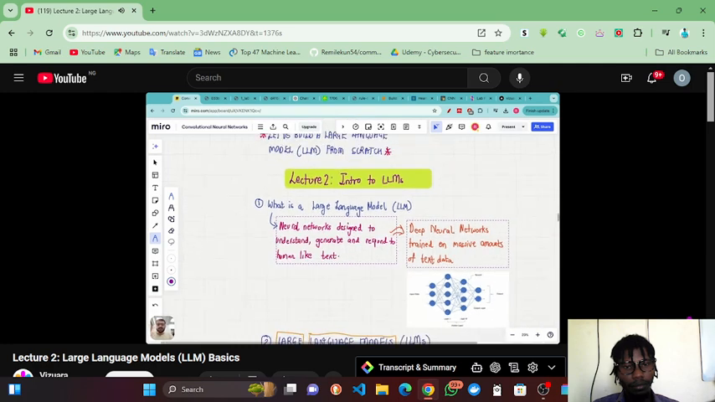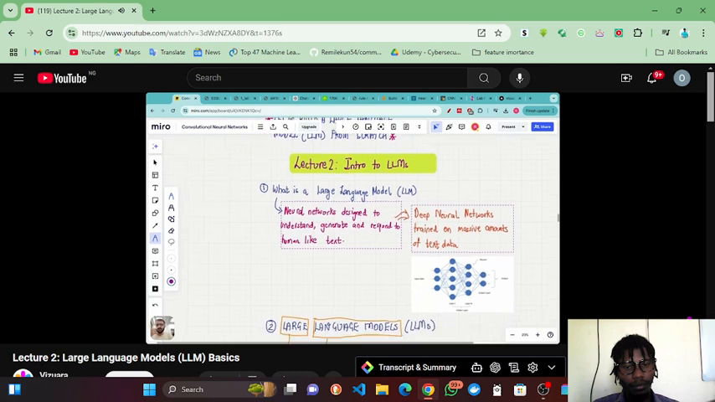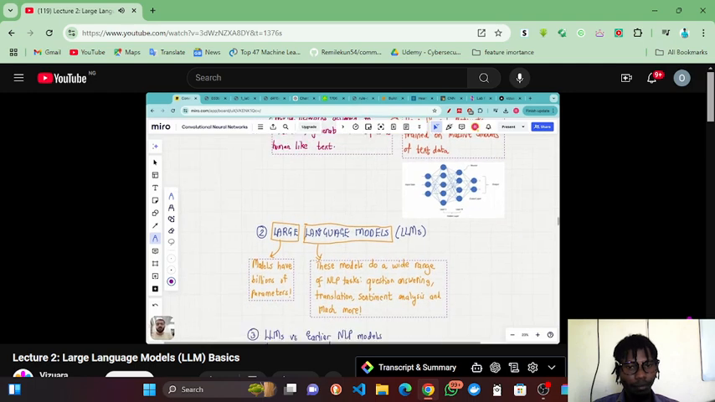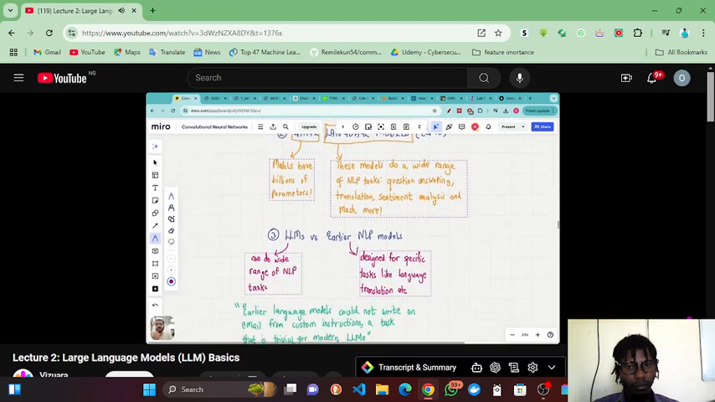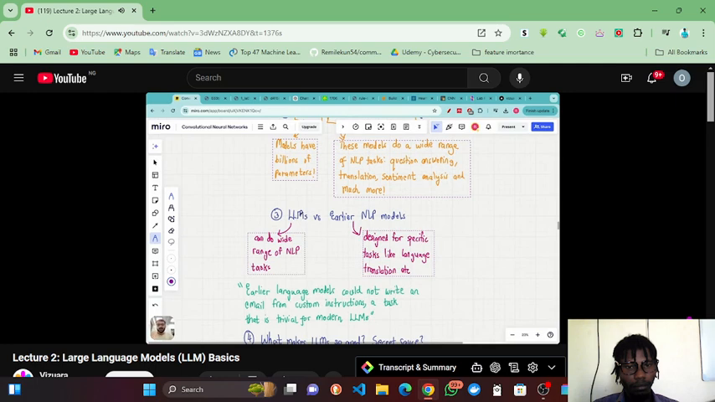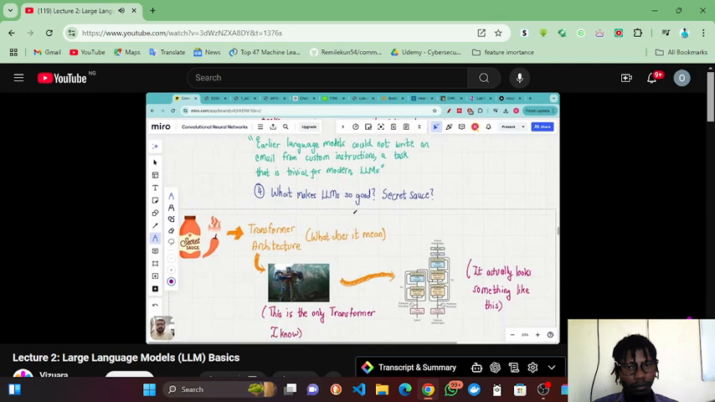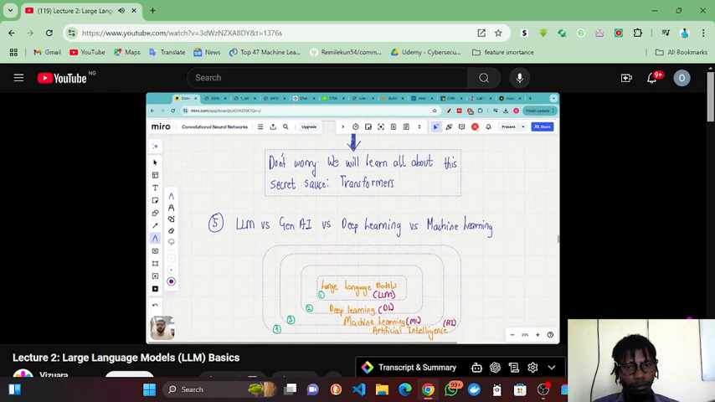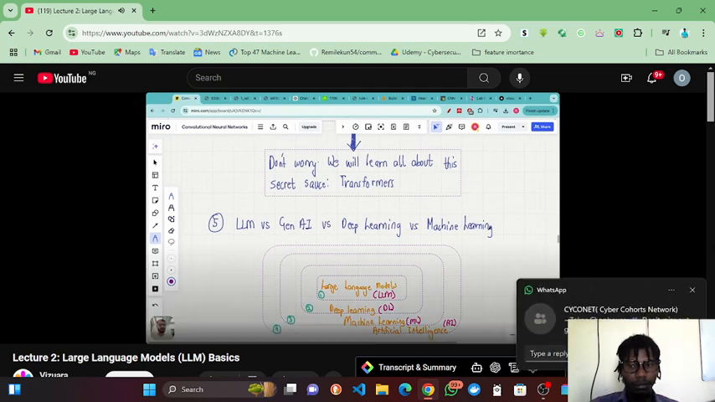Today we are going to cover six major aspects. First, we are going to learn about what exactly is a large language model. Secondly, what does large mean in the large language model terminology. Third, what's the difference between modern large language models and earlier NLP models. Fourth, what's the secret sauce behind LLMs, what really makes them so good. Fifth, the difference between these terminologies which you might have heard: LLM, generative AI, deep learning, machine learning, artificial intelligence.